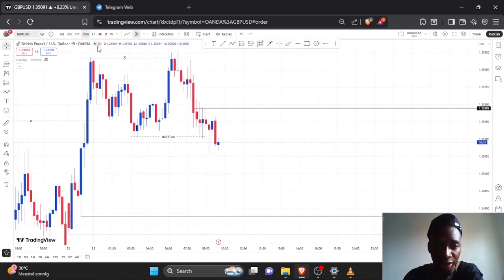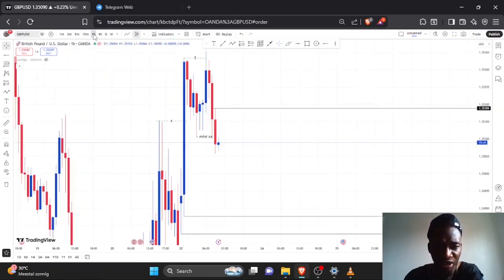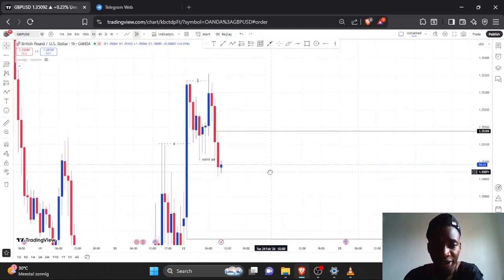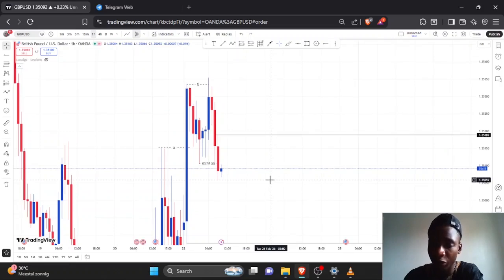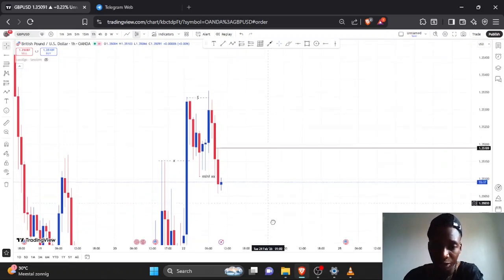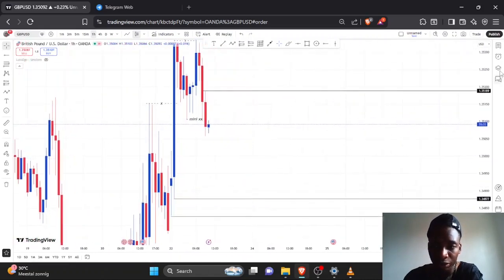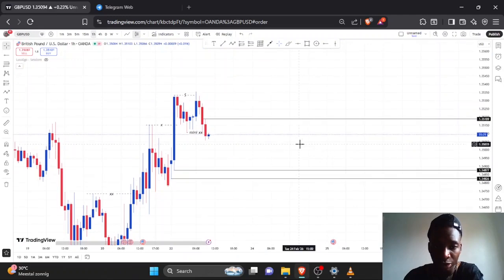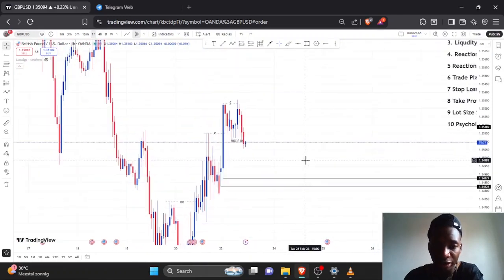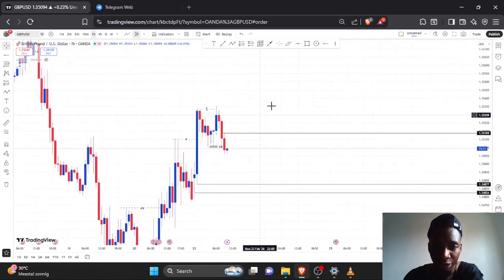So what I'm looking at now is looking for the market to sweep this liquidity. The second liquidity to sweep this here. To sweep this. And once that has been swept, look for reaction. Once reaction has been seen, we target this as our TP1 and TP2. And we are going to be expecting a buy as a continuation.